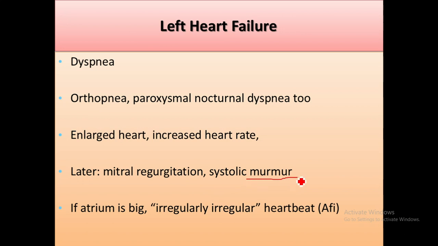A murmur is an abnormal heart sound. If it is heard during the systole, it is called a systolic murmur. If it is heard during the diastole, it is called a diastolic murmur. If the atrium is large, it will produce an irregular heartbeat.